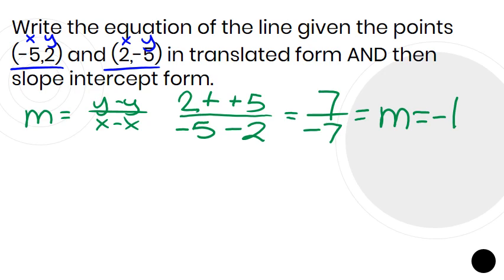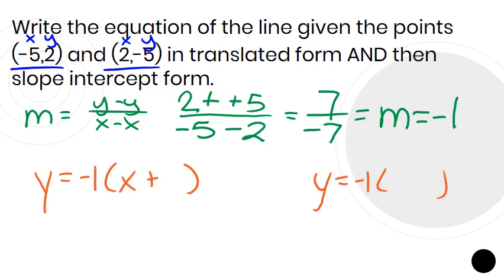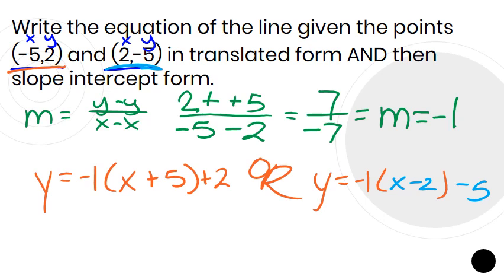Then I can choose translated or slope-intercept form. Typically, I would see translated form, so I'd see negative 1. And you could use either point. So I might see x plus 5 plus 2, which would be using the first point. Or I might see x minus 2 minus 5, which would be using the second point. Either of these are okay. I don't care which point you choose to use.